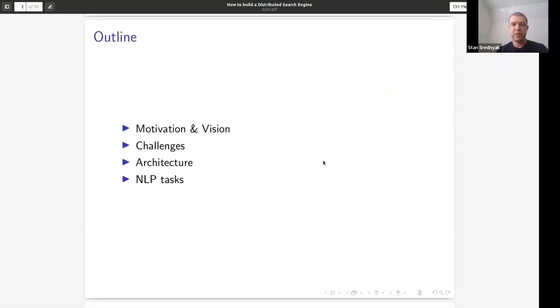So here's the outline of my talk today. I will start with a motivation and vision for how to build such a search engine. Then I will cover what the challenges are and how we are going to address them. Then I will talk about the architecture, and for the last maybe 15 to 20 minutes, I will talk about natural language processing tasks that are associated with this problem.